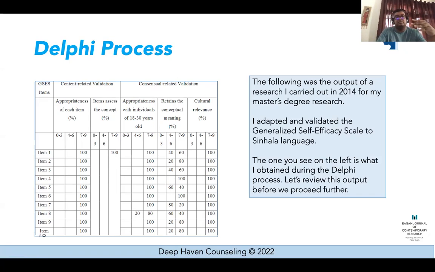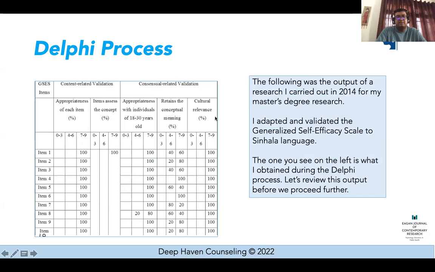Technically speaking, as per the criteria that we discussed, I don't need to reword this. But if you think that you need to get the score to be higher on this right column, the 7 to 9 column, then you can see what are the things that they have suggested. And based on the suggestions, you can further do amendments.